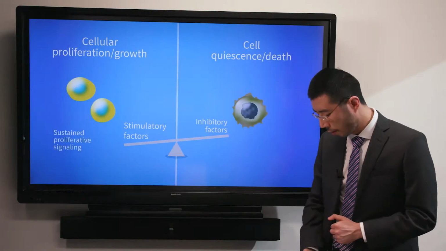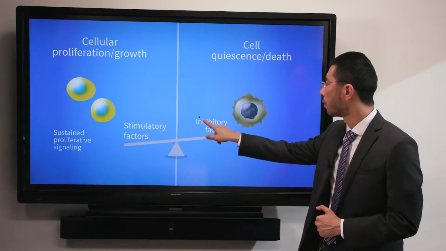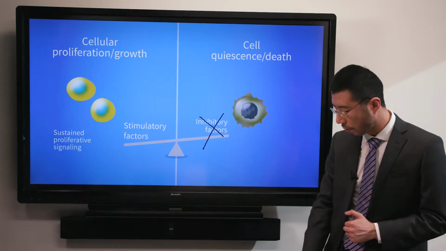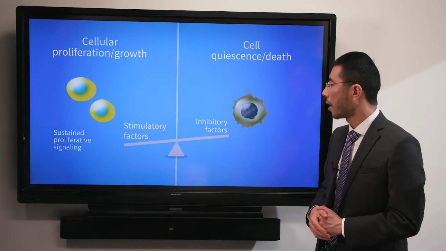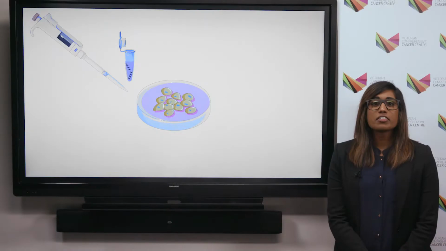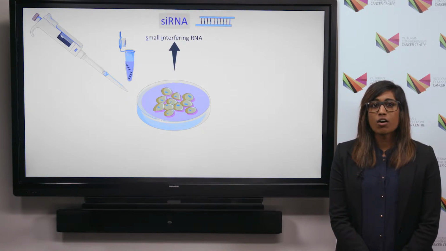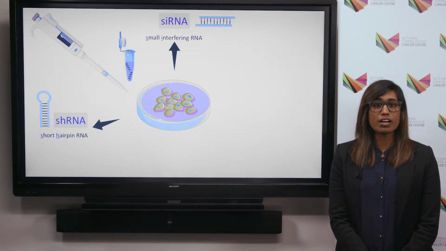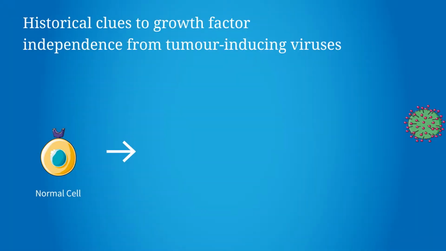In this particular lesson, we're going to discuss how removal of inhibitory factors from this side of the equation can lead to tipping of the scales further in favour of cellular proliferation and growth. There are three main genetic manipulation techniques that can be undertaken in order to assess the role and importance of various genes and their function in cancer cells. These include siRNA, or small interfering RNA, shRNA, or short hairpin RNA, and CRISPR.